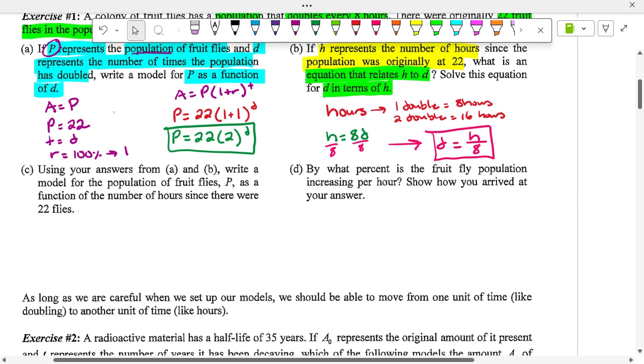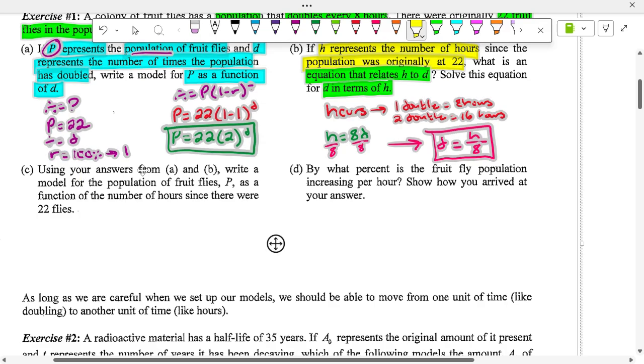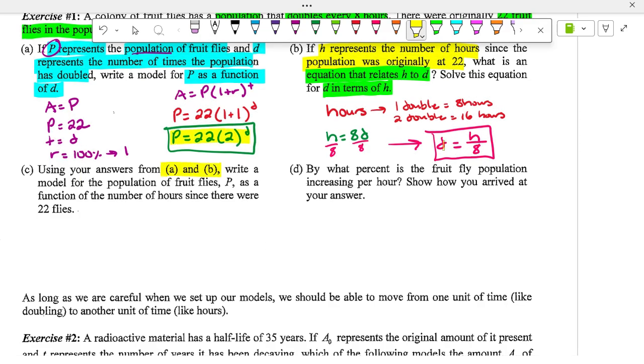So what we're going to do, using our answers from A and B, is model the population of fruit flies, P, as a function of the number of hours since they were 22 flies. We're going to take this H over 8 and substitute it in for D. So we're just going to replace D with H over 8. So this would be P is equal to 22 times 2 raised to the H over 8 power.